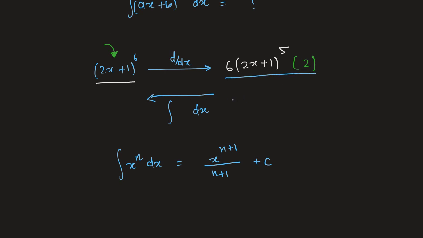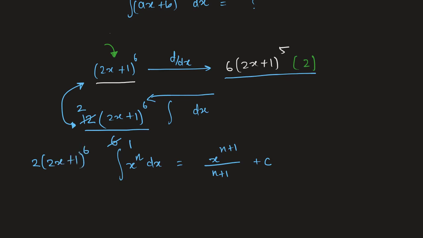6 and 2 are constants, so we can keep them outside: 6 into 2 is 12. Now (2x + 1) to the power 5 plus 1, which is 6, whole divided by 6. Are these two expressions the same? No. If you simplify this, 12 divided by 6 is 2, so the final expression we get is 2 times (2x + 1) to the power 6. So we are getting an extra 2 here.